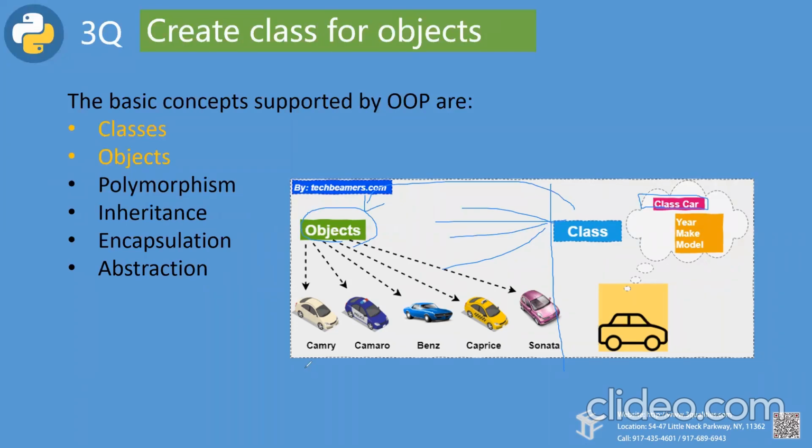Okay, so for Camry, the year can be 2000, the make Toyota, the model Camry. That is the property value for Camry, this object. Same thing for other types of objects. Those are different objects, but they are coming from the same class called car. So that's the concept between class and object.